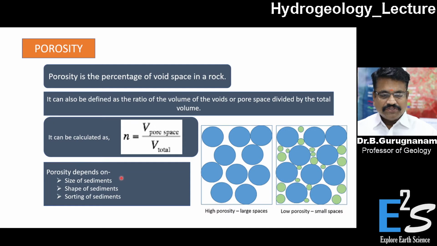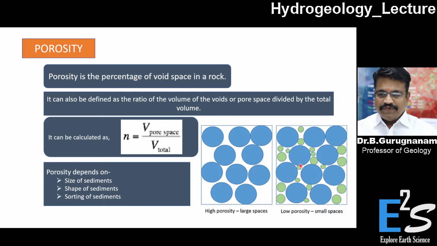Porosity depends on the size of the sediments, shape of the sediments, and sorting of the sediments. This is the best diagram for you to understand: large openings are there, and you can find the packing material in between. You have the large openings. So these large openings are called high porosity, large spaces.